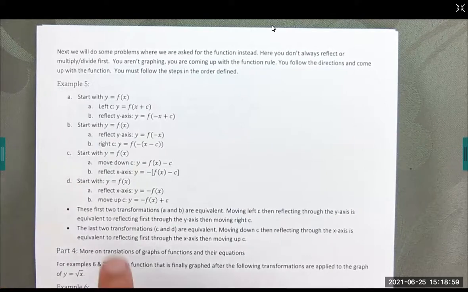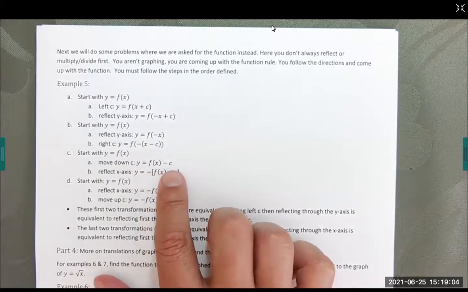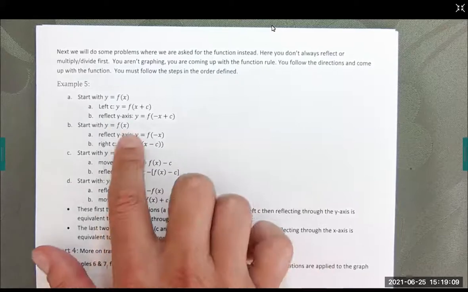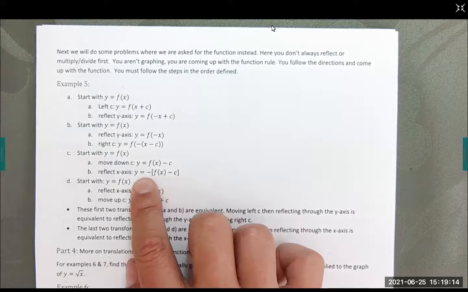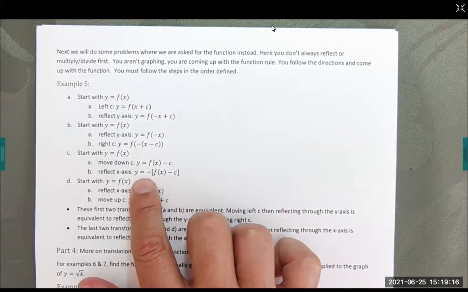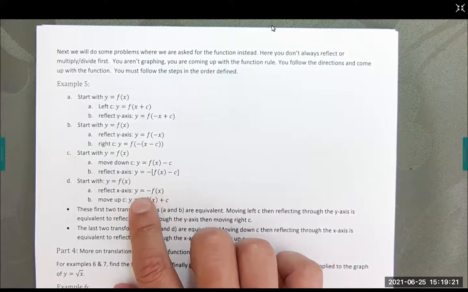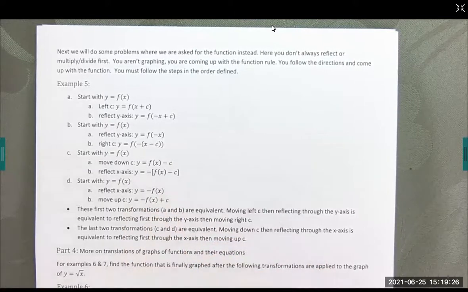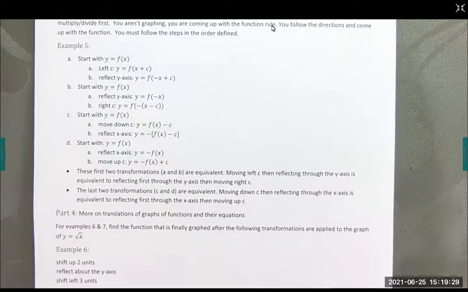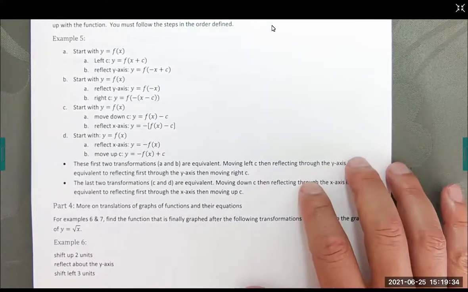Part C, we start with our parent function, and in this case, we're going to move down c, so it's going to be f of x, and then outside the parentheses, minus c. So it's physically going downward instead of left and right. Then reflect about the x-axis. That's going to be a negative on the outside, so negative y. This one, we're going to reflect about the x-axis, so it's negative f of x. Then we're going to move up c, that's going to be plus c. The first two are about the same, and the last two are about the same as well.